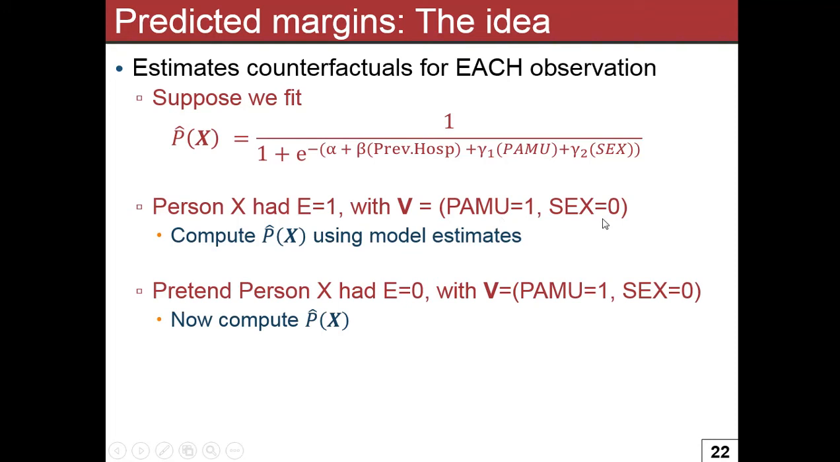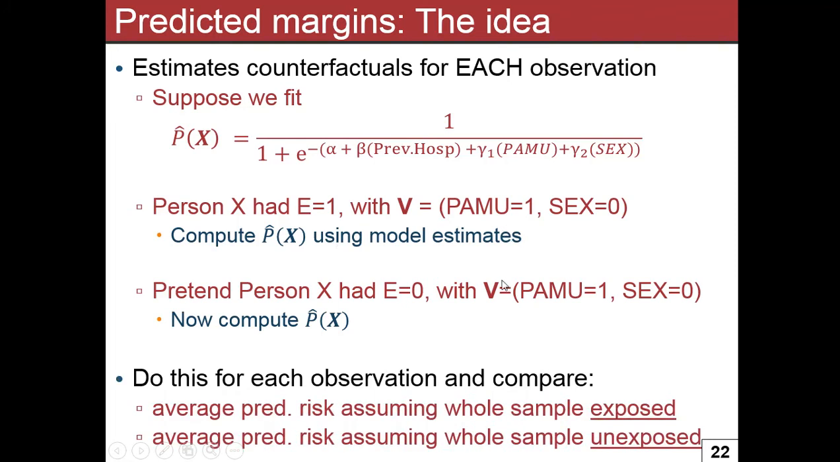This is respondent 26. Let's pretend respondent 26, with their covariates, was exposed, and compute their predicted risk. Now we pretend they're unexposed and compute their predicted risk. That's the basic idea. We do it for every observation, and then take the ratio of what you get under exposed and unexposed. So we're using everybody as their own control, and we're going to predict the probabilities. Again, we do this for every observation.